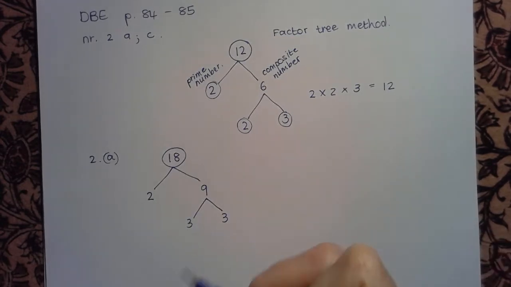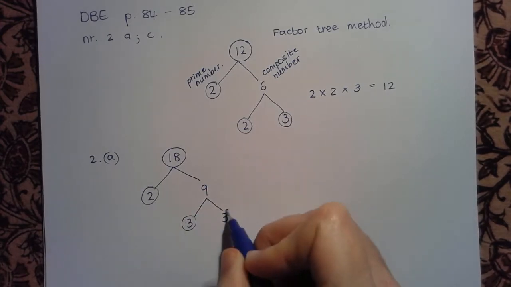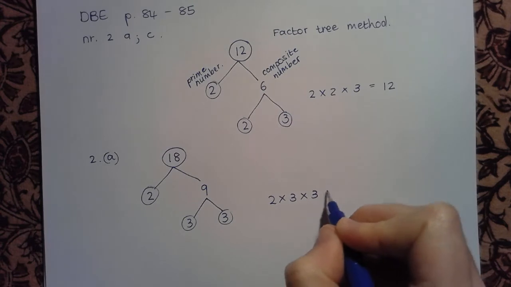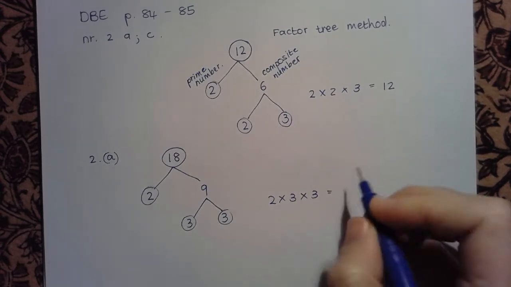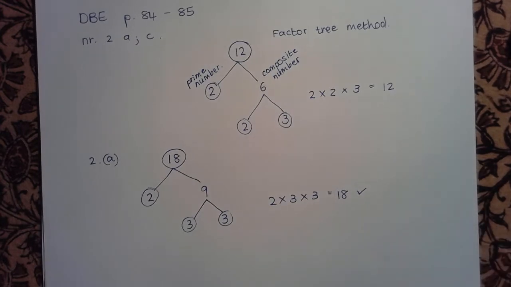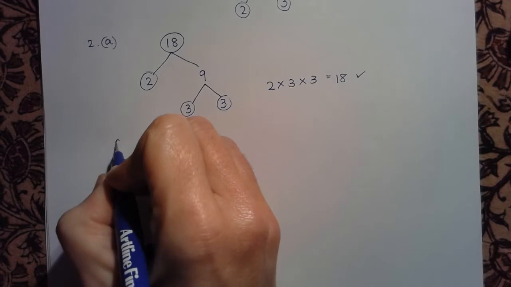Okay, now we know both those numbers, 3 and 3, they are prime numbers, so I can't break it up anymore. So now I'm going to take the 2 and the 3 and the 3, just to test whether I worked correctly. 2 times 3 times 3. 2 times 3 is 6, times 3 is 18, so I worked correctly. Okay, then I go to C.